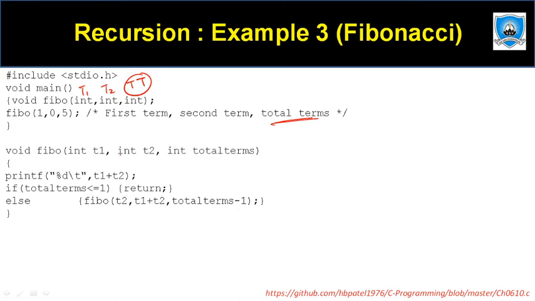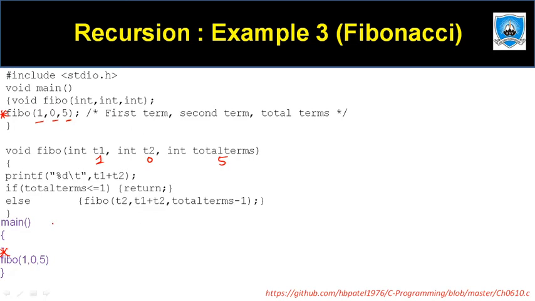Alright. Now let me call this Fibo series. So T1 is 1, T2 is 0, and because I want 5, I want total 5. So T1 equal to 1, T2 equal to 0, and total terms equal to 5. Now let us see how does it go. So first from main it will be Fibo 1, 0, 5.